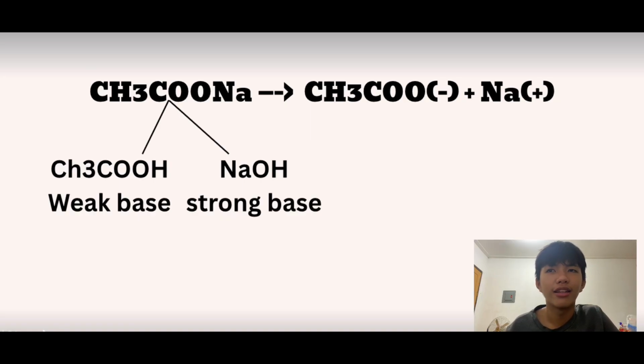Why is it so? Because when it comes to elements, bases, and ions, we give an ion to those that lack one. So for example, Na lacks oxygen and hydrogen, so it is given to CH3COO. So as you can see here, CH3COOH is a weak acid, and NaOH is a strong base.